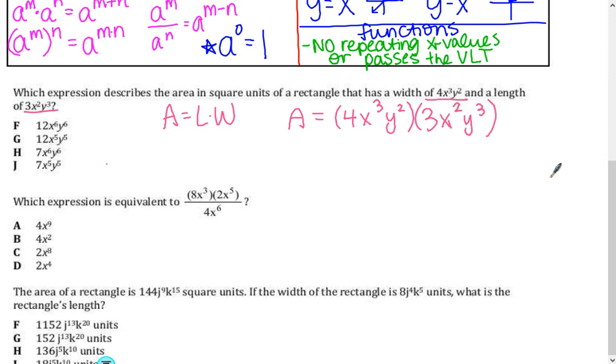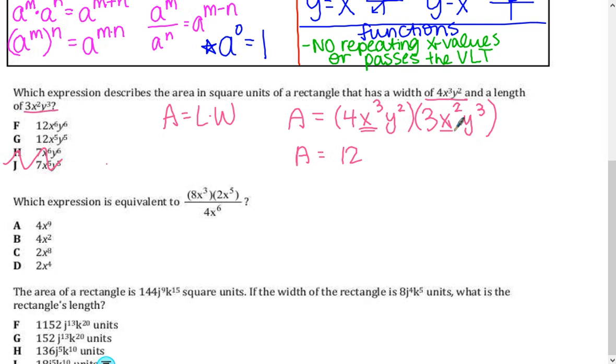I can't stress this enough. Exponent rules only apply to exponents. So 4 times 3. Neither of those are exponents, those are regular numbers. 4 times 3 is 12. Right off the bat, I can eliminate H and J. They think you're going to confuse yourself and add those numbers because of your exponent rules, but those are regular numbers.